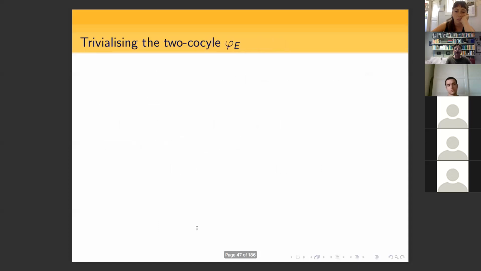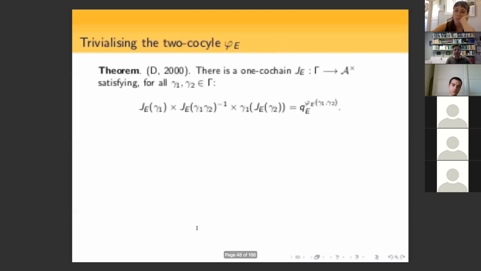And so now we can try to ask ourselves whether we could exploit that cohomology class to produce invariants that are rich enough to tell us something new and interesting about the arithmetic of E. So we can try to trivialize this 2-cocycle phi sub E.